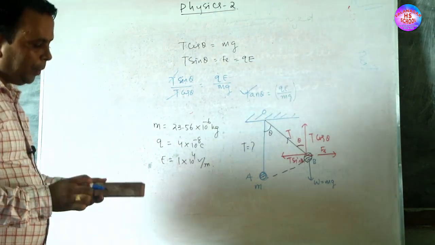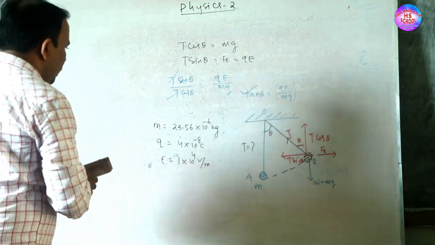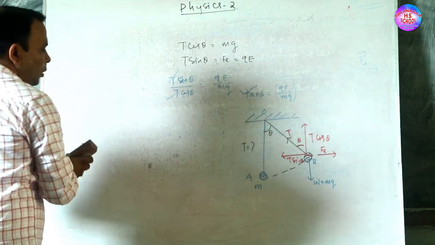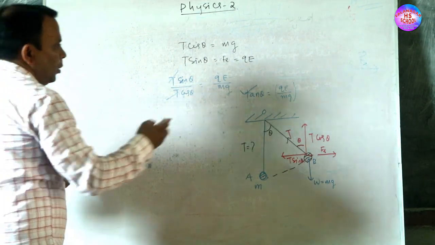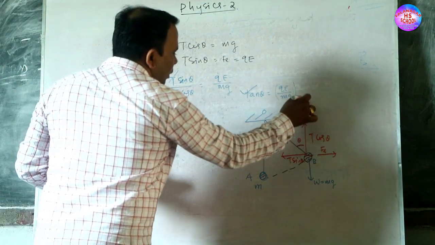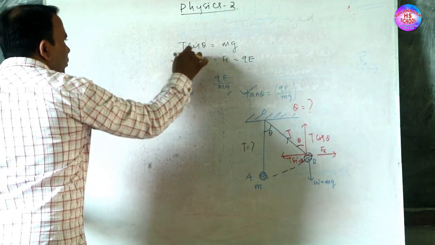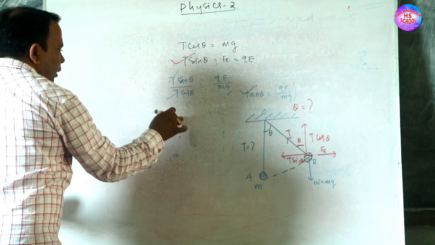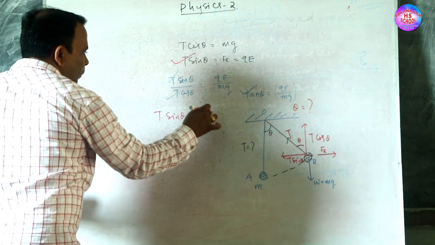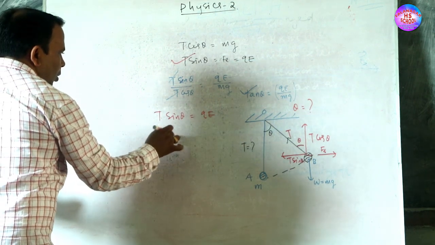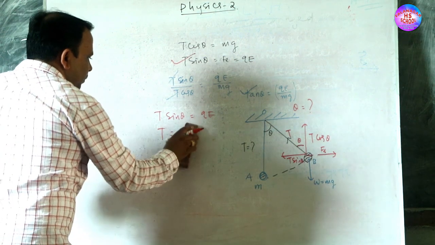So the theta value we can find from the table. If theta is known, then we can calculate the tension, because T sin theta is equal to QE. Here T equal to QE.